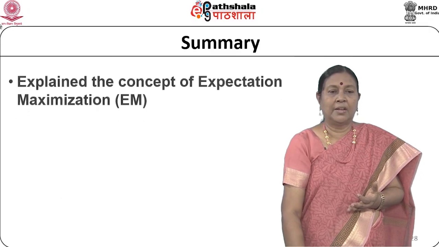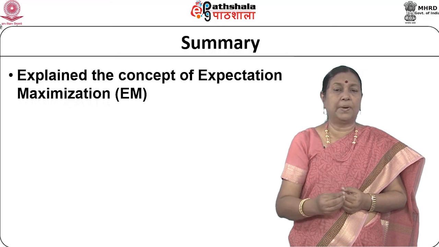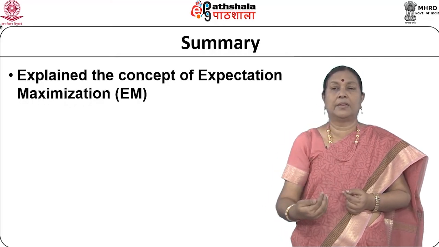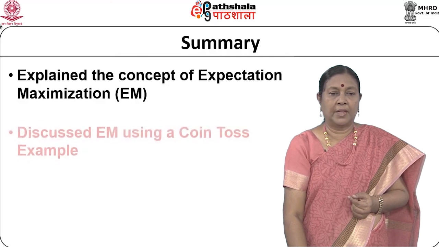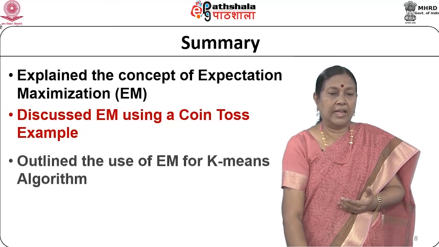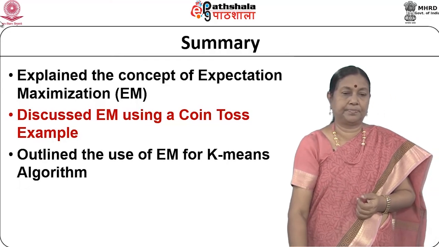So, summary. We have explained the concept of expectation maximization using a very simple example of a coin toss, and then extended it to K-means using Gaussian mixtures. And we discussed using the coin toss example as already told, and then we outlined the use of EM for a realistic K-means algorithm example.